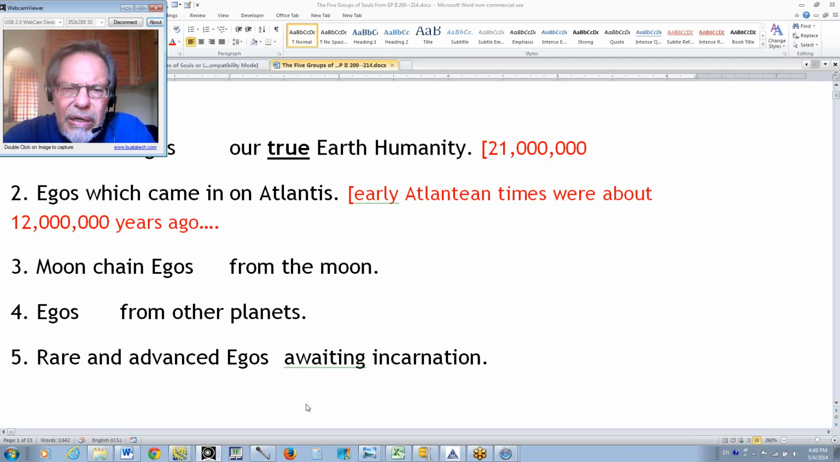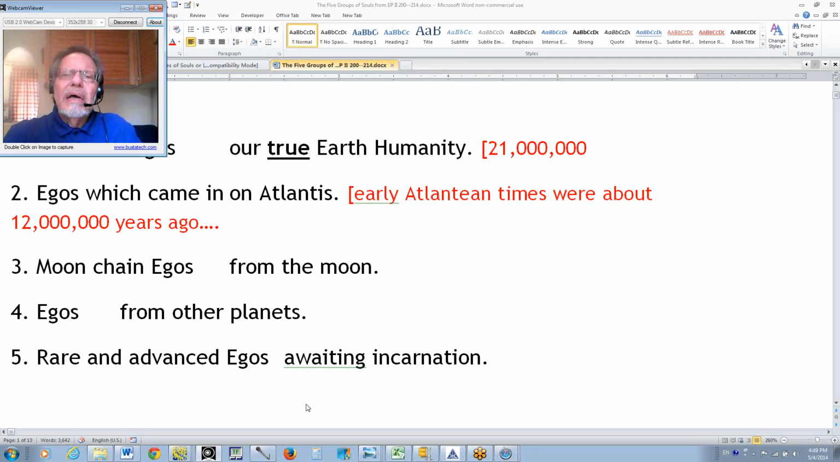So we'll have to look carefully there whether petals are unfolded or not, or whether both can be the case, that they can come in as monads and individualize on our particular chain, or whether they come in with some petals unfolded. Rare and advanced egos awaiting incarnation until the time is propitious.